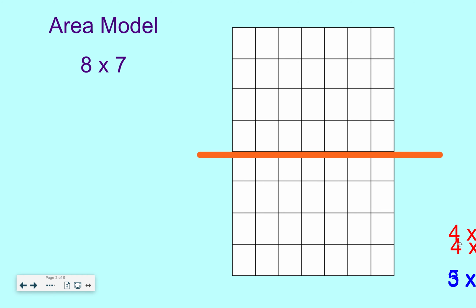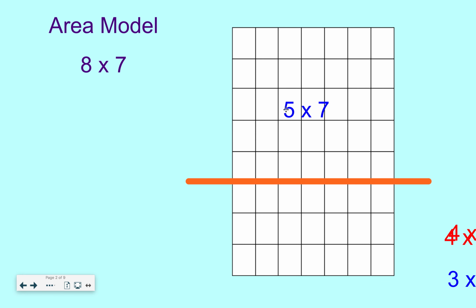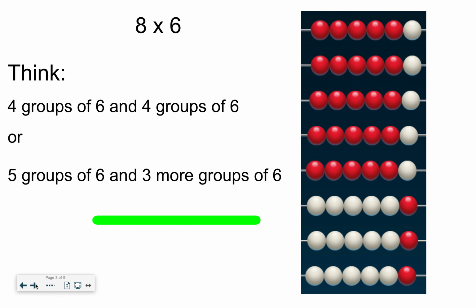Maybe you don't like your 4s, maybe you like your 5s better. So now I'm going to split this array up into 5 groups of 7 and 3 groups of 7. And so now I'm thinking of this as 35, and the bottom part is 21, and I know 35 and 21 is also 56.